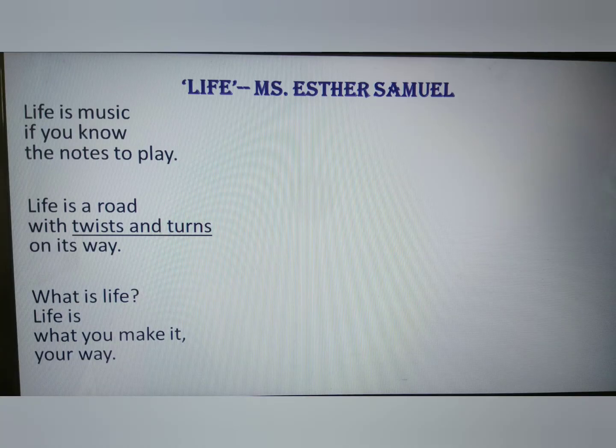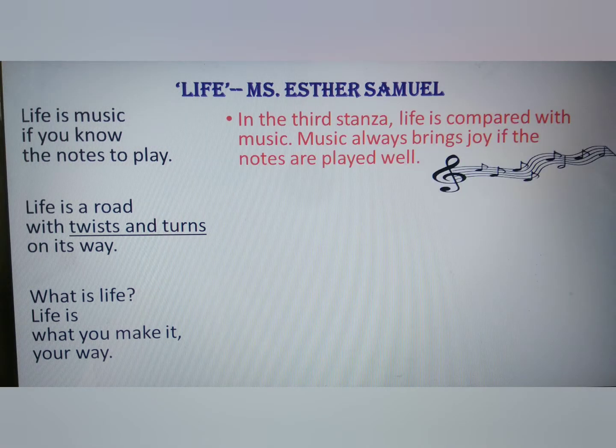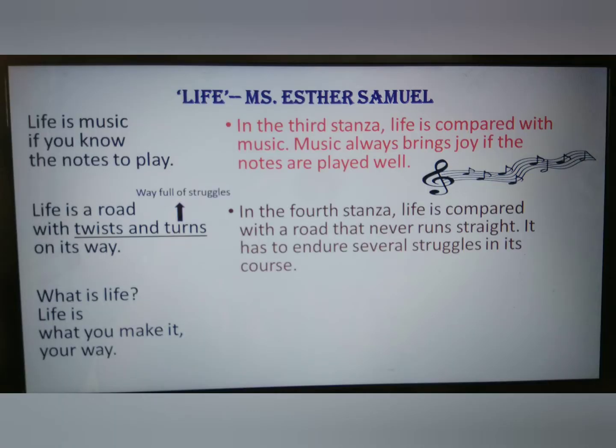Life is a music if you know the notes to play. In the third stanza, life is compared with music. Music always brings joy if the notes are played well. In other words, the music can be interesting only if the notes are played rightly. If the notes are not right, the music would seem to be dead.